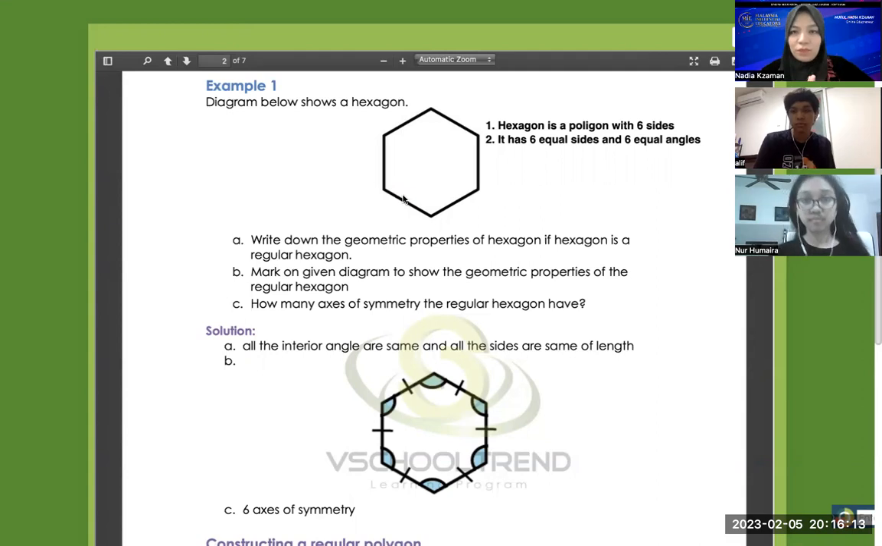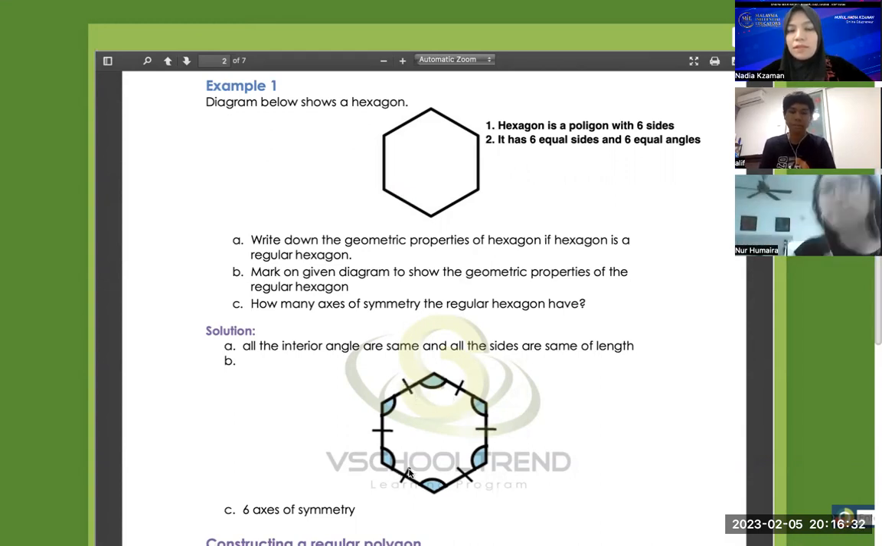Okay, let's continue. Next, the question asks us to mark on the given diagram the geometric properties of the regular hexagon. To mark equal sides, you put this line at all the sides, which indicates that they have the same length. And in terms of angles, you have to indicate them with the same mark.